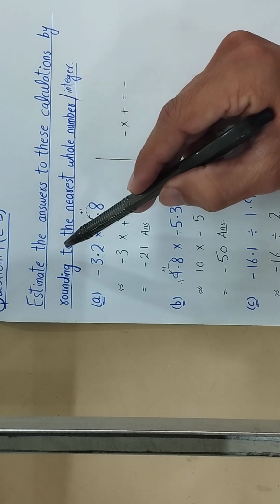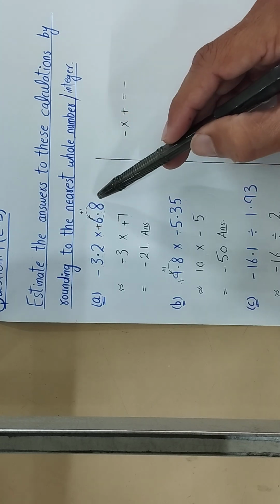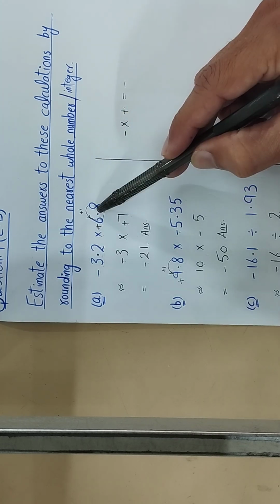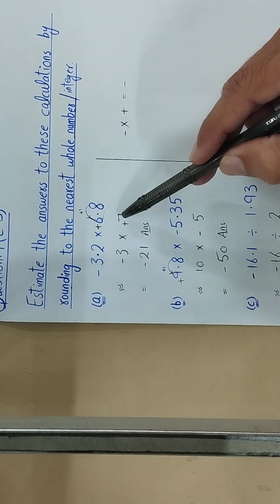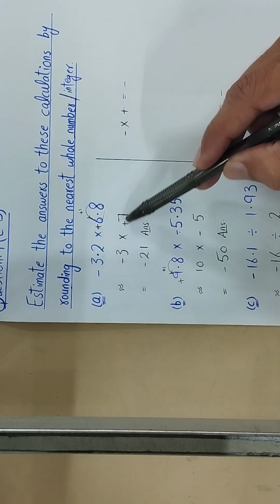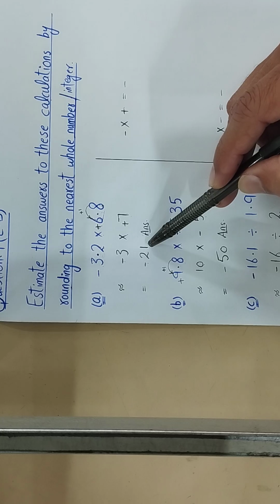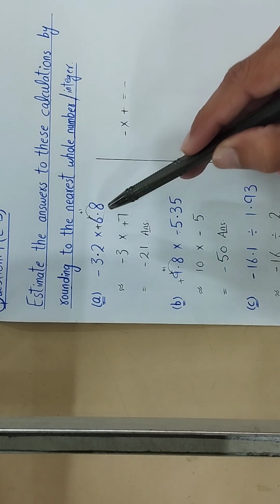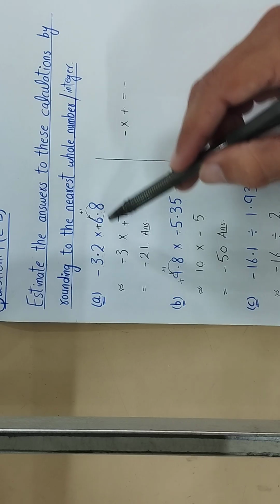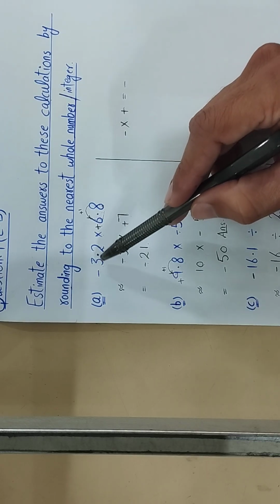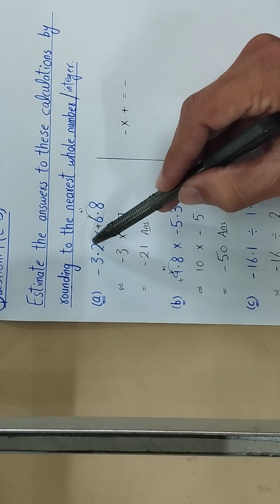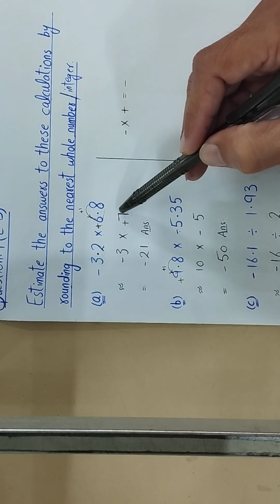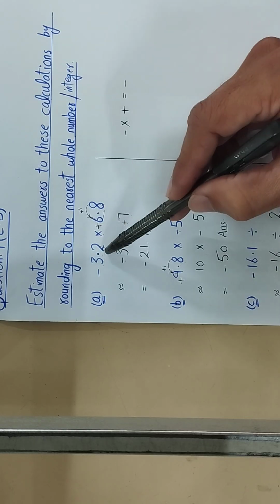So our statement is estimate the answer. Estimate the answer means first round off your numbers. By rounding them, change them into integers and then multiply to get the answer. That answer will be the estimated answer. Let's see how to do it. The first step is to round off these two decimal numbers to change them into integers.